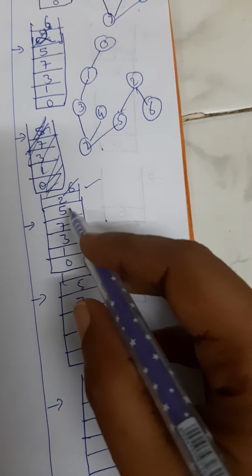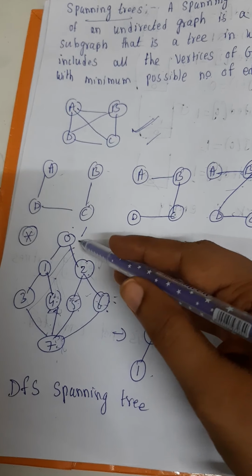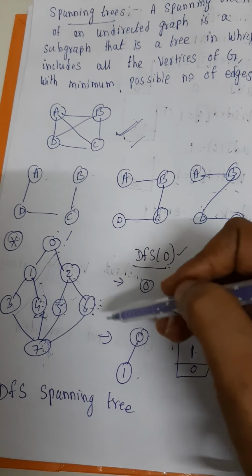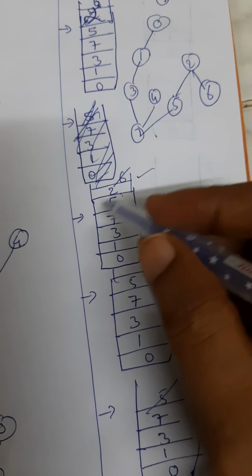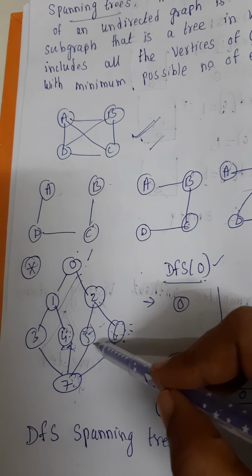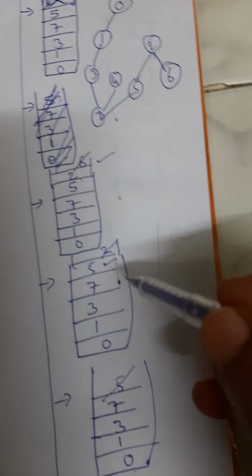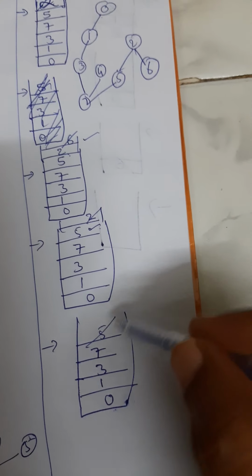Now next, what do you have? 2. So 2's adjacent vertices are 0, 5 and 6. Already they are visited. So pop 2 from the stack. Now next you have 5. 5's adjacent are 2 and 7. 2 and 7 are also visited. So pop out 5.